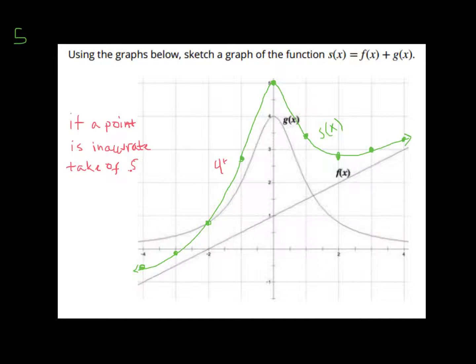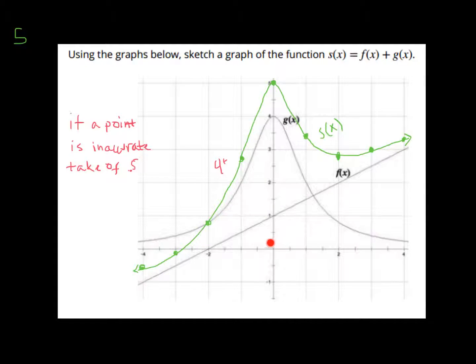Alright, here I'm dealing with a sum of two functions. So the function s is f plus g. And what I remember is, this is actually a simple question because I'm just looking at the value of g and adding the value of f to it. So when I'm looking at the graphical representation, it's particularly easy.